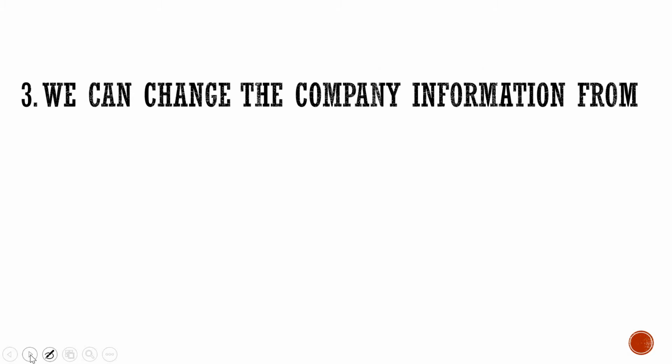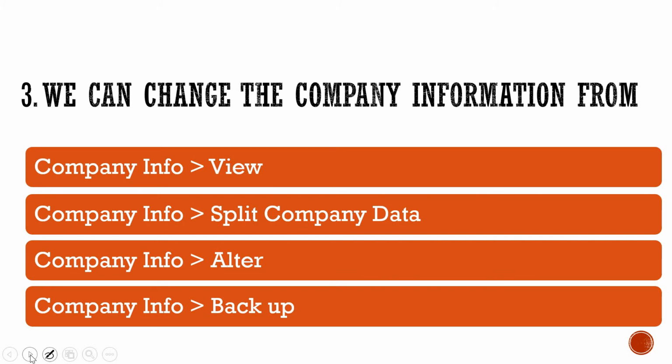My third question. We can change the company information from. So how can I change the company information? If I have created a company and now I want to change the information, suppose I want to change the phone number, the mobile number, the email ID or the website, anything. If I want to change the company information, then which key do I have to use? You have to press Alt plus F3. That is, you have to go to company info.